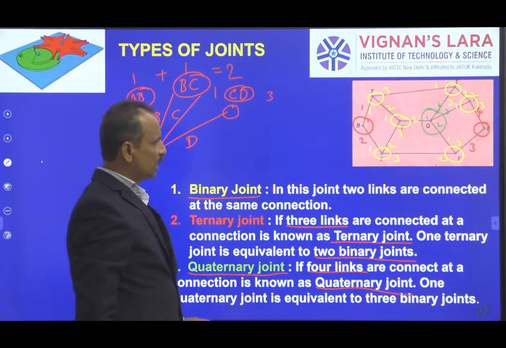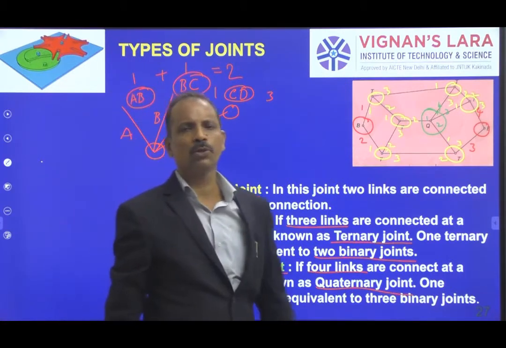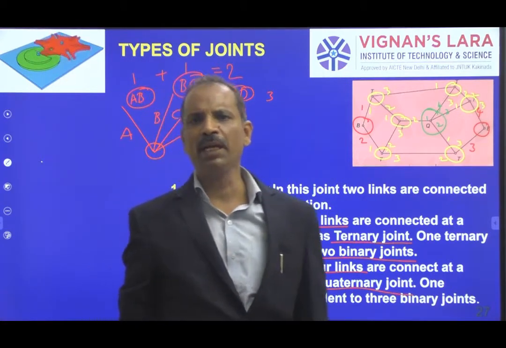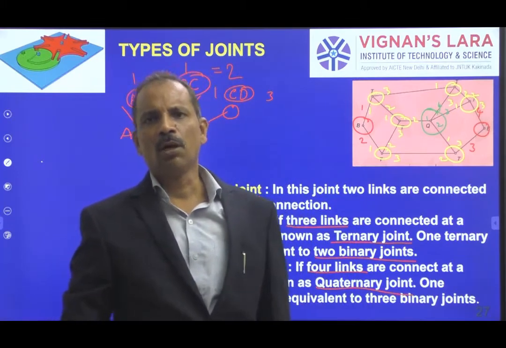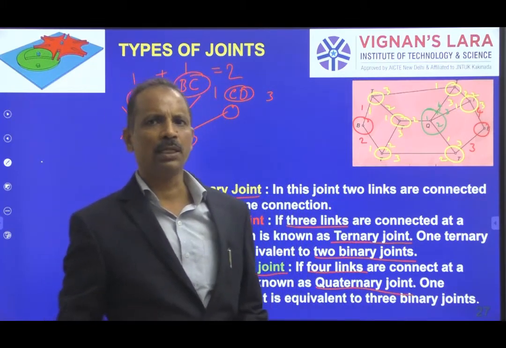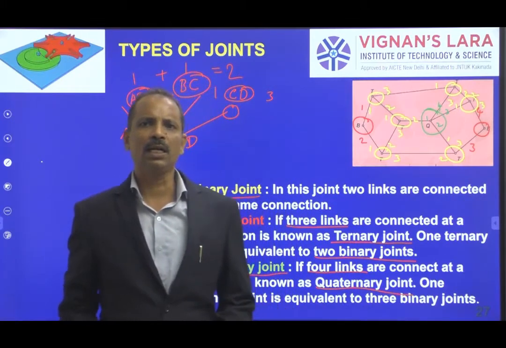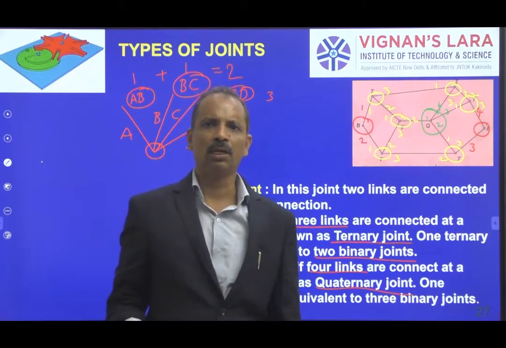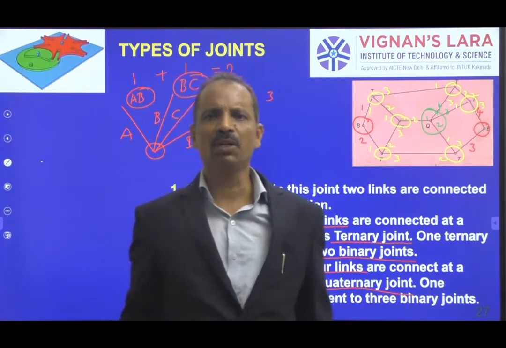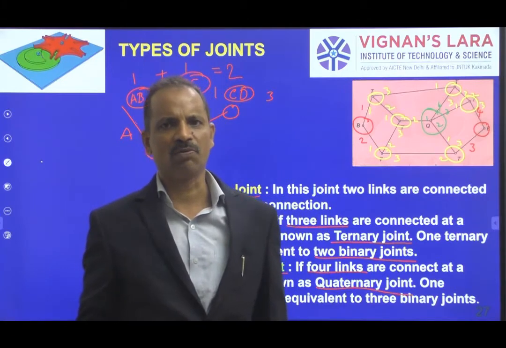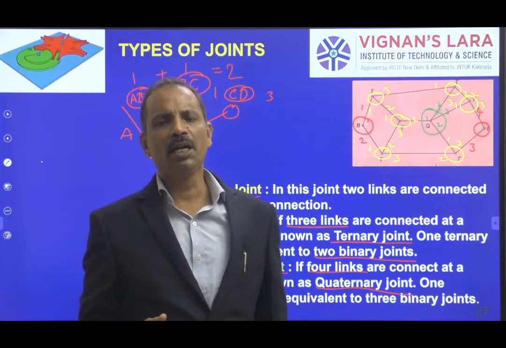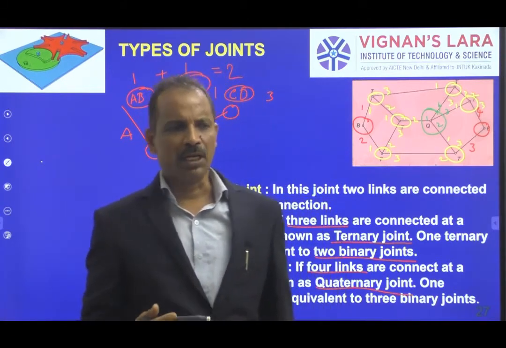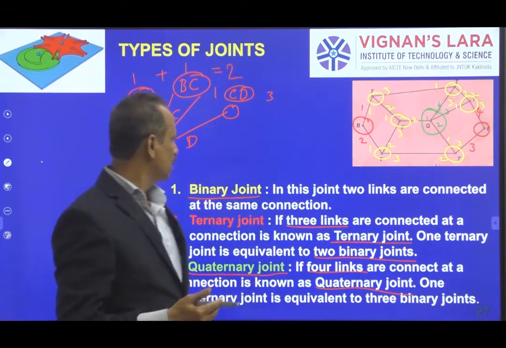Why this is required: in the subsequent portion, when I enter into finding the degrees of freedom, I will have different types of joints, either binary, ternary or quaternary. But in the equation we use all of them in binary joint form. That is why you need this concept very clear. Okay, let me repeat once again.